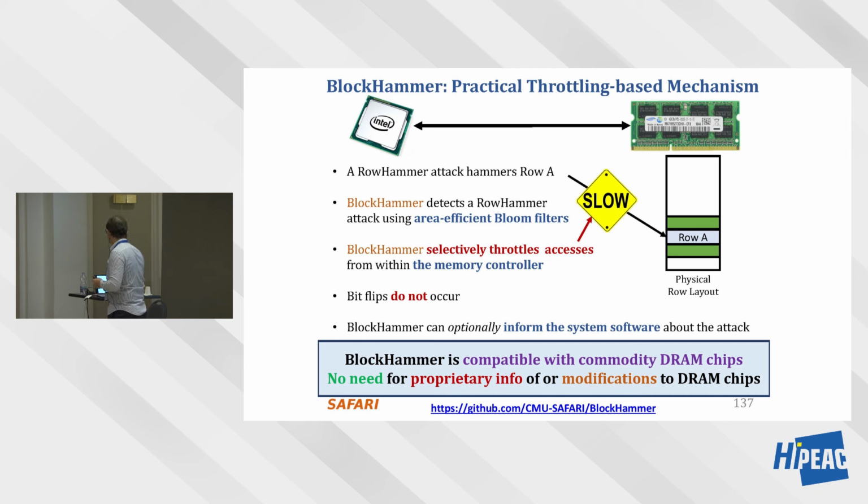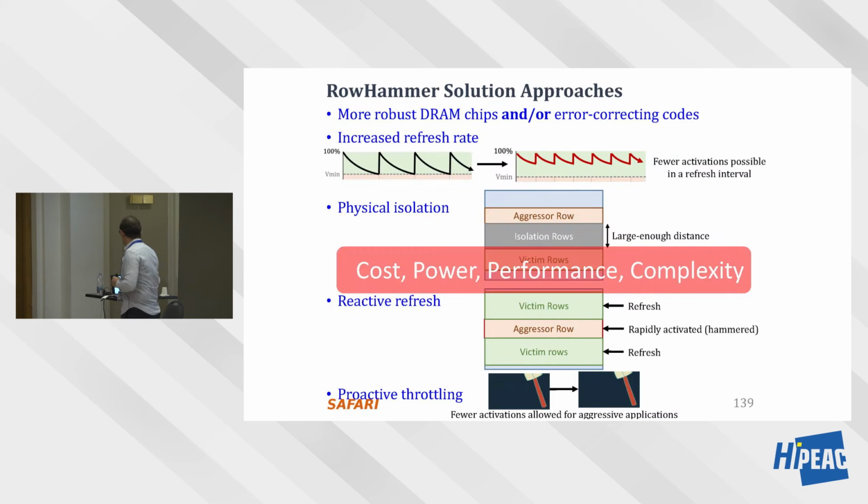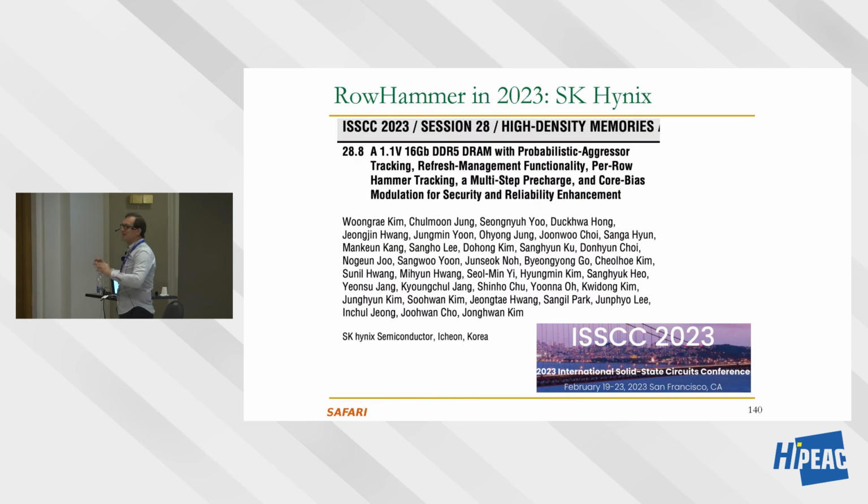But this is compatible with commodity DRAM chips, and there's no need for proprietary information or modifications to the DRAM chips. And this is another example of an intelligent memory controller. It's actually much more intelligent right now. Okay, so we're back to solution approaches. There's more over here. So what did the industry do?